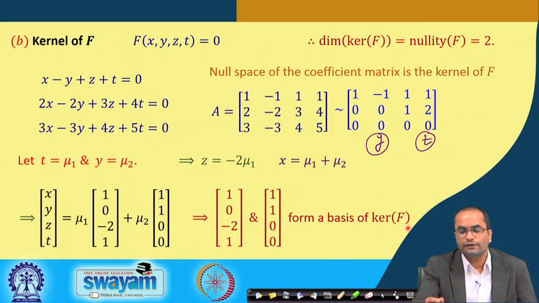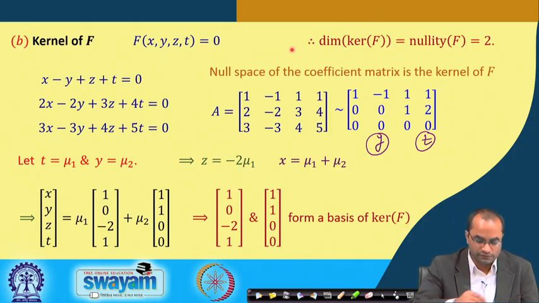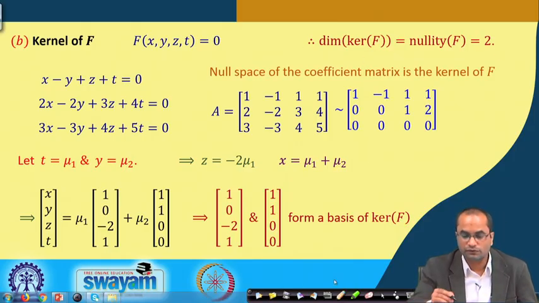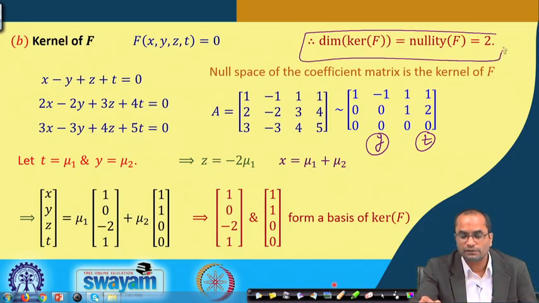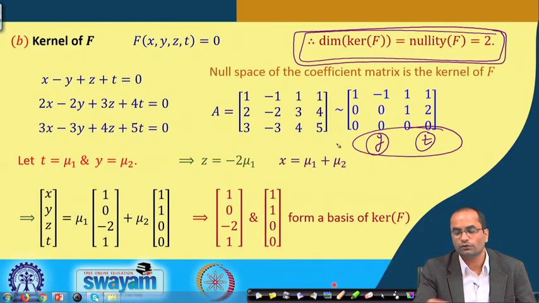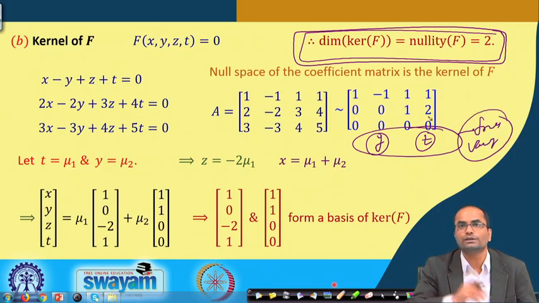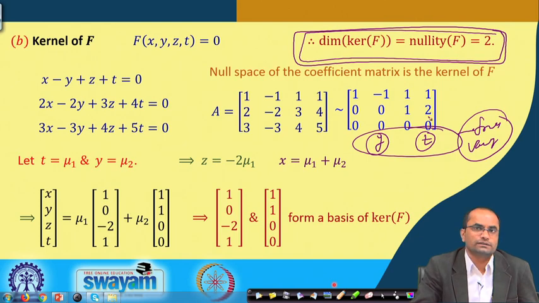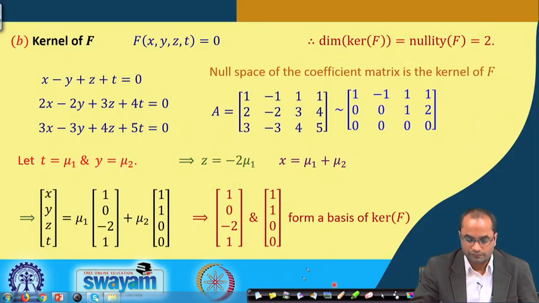So, these two vectors form the basis of the kernel of f, and the dimension, or the nullity as we call it, is already clear from the number of free variables, which is 2 here. So, we can get the dimension or the nullity and also the basis simply.